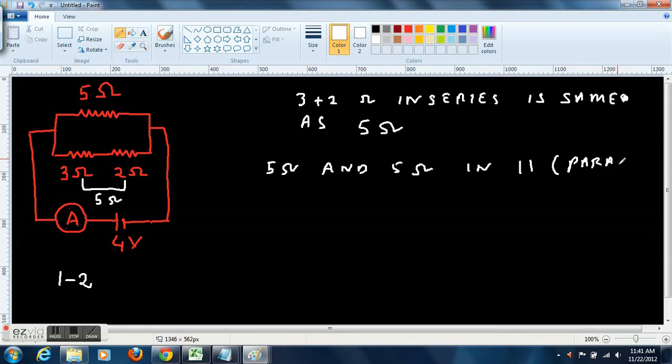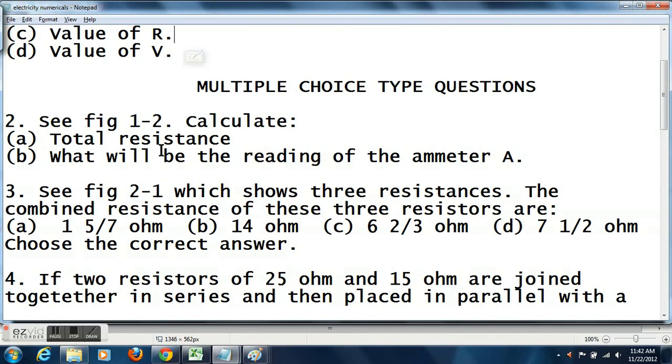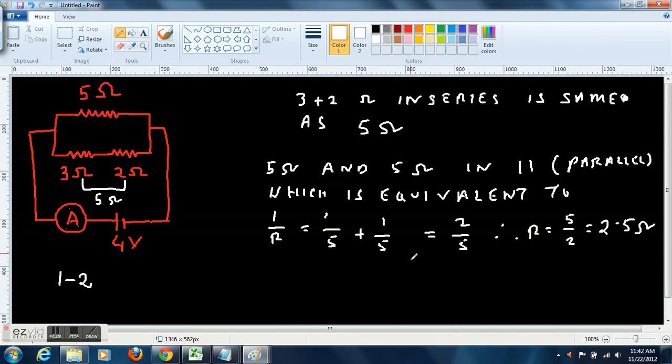This is the sign of parallel, two vertical lines. So these two 5 ohm resistances, when they are in parallel, their equivalent resistance can be found using the formula 1 by R equal to 1 by 5 plus 1 by 5, which is 2 by 5. Therefore R equal to 5 upon 2. Now 5 upon 2 is 2.5. So the total resistance of the circuit will be 2.5 ohm.